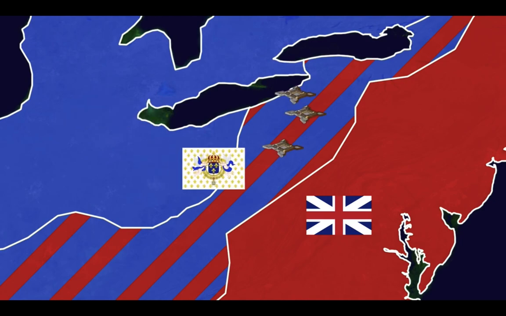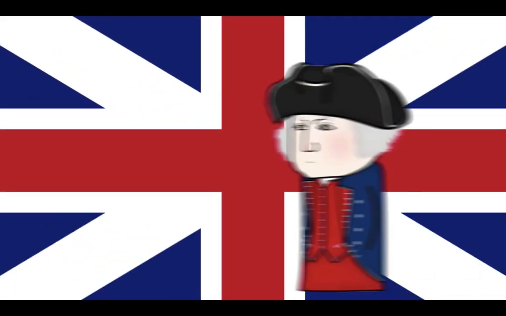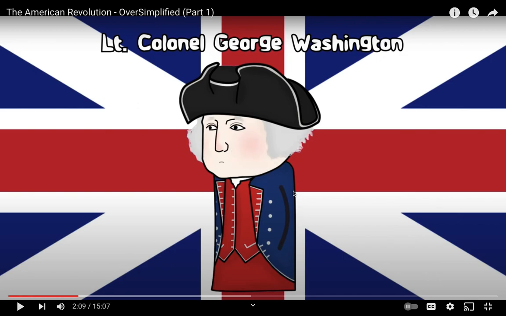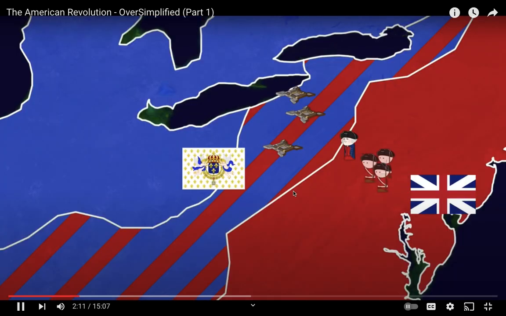And they went ahead and built their forts, which ticked off the English, so they sent an up-and-coming British lieutenant colonel by the name of George Washington with a combined force of British troops and Native Americans.